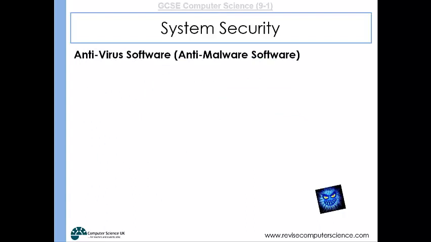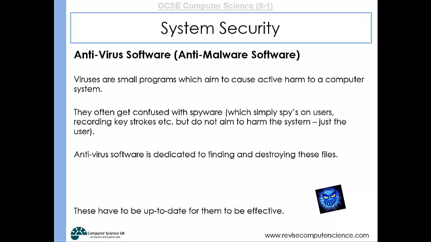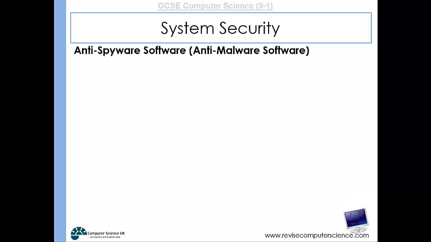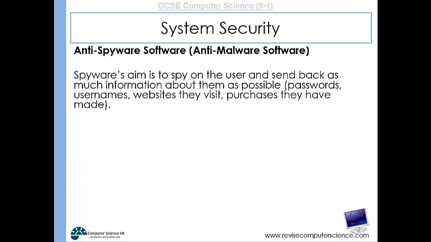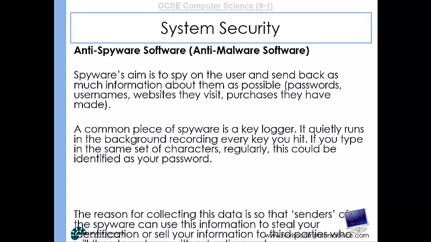Antivirus software or anti-malware software is another really good security measure. So these are programs that will find viruses, they will detect them, they might destroy them, and if they can't destroy them, then they will quarantine them. And it's really important to have your antivirus software up to date to be secure. Anti-spyware software is very, very similar. It's just there to ensure that any spyware, if found, is deleted or at least quarantined.